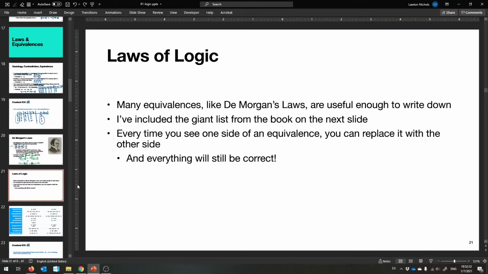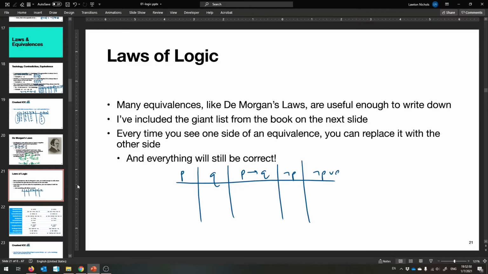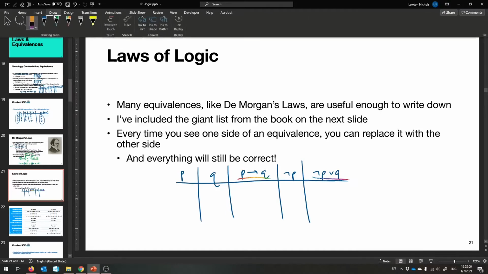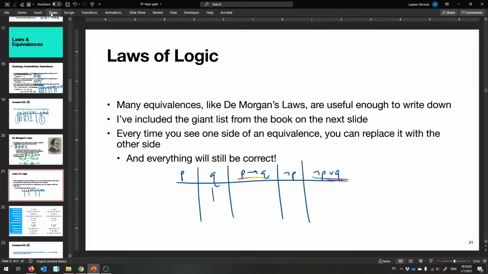So let's do P, let's do Q, and then our end goal is, then we have P implies Q, and then we have not P or Q, so let's do not P first, and then not P or Q. And it's these two columns that we care about right now, this one and this one. All right, let us begin. So true, false, true, false, true, true, false, false. We are experts.